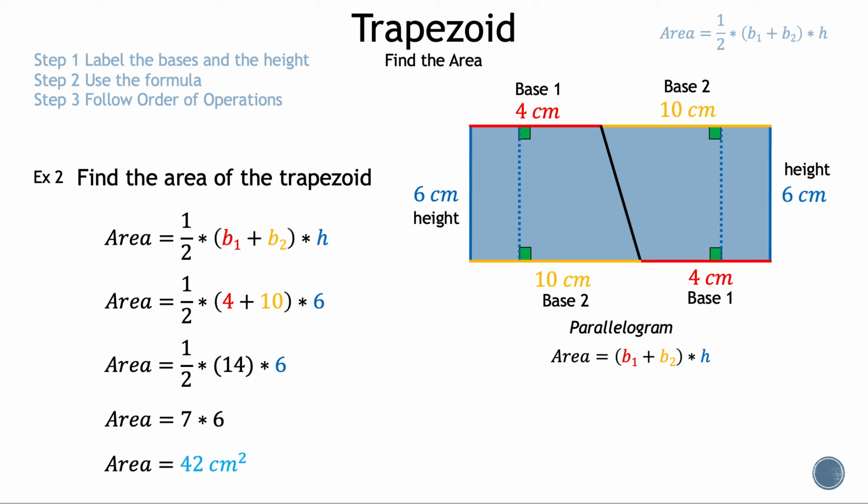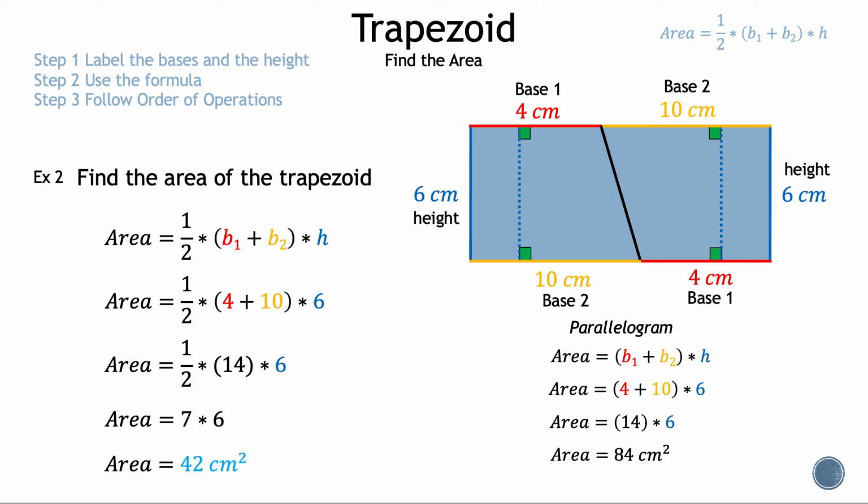In this case, we have to add base 1 plus base 2 to find the base for our parallelogram or our rectangle. So base 1 plus base 2 is 4 plus 10. So let's go ahead and substitute that into the formula. And now we have area is equal to (4 plus 10) times 6. Let's follow the order of operations and add the two numbers. 4 plus 10 is 14. Now we have area is equal to 14 times 6, and the result of that is 84 centimeters squared, and that's the area of the parallelogram.